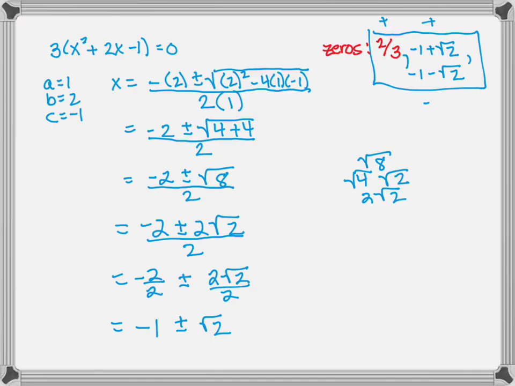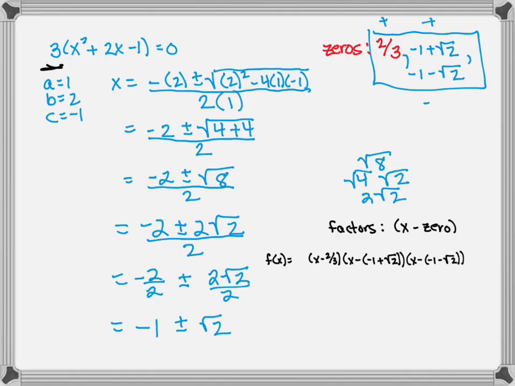Now, sometimes you may be asked to actually factor the polynomial. Remember, factors are built by doing x, or whichever variable we're using, minus a 0. So we could write our f of x as x minus 2/3 times x minus, in parentheses, -1 plus the square root of 2, and then in parentheses x minus, in parentheses, -1 minus the square root of 2. And then we can't forget about the 3 that we factored out up here. So that 3 comes out in front.